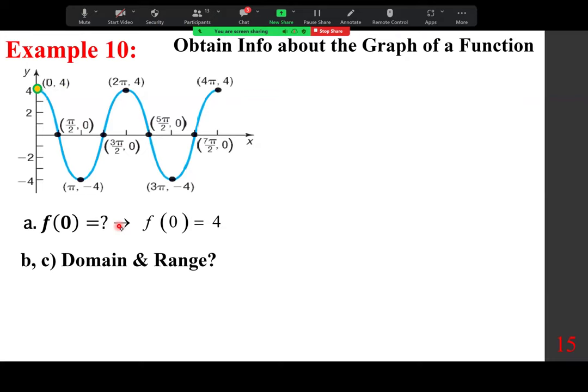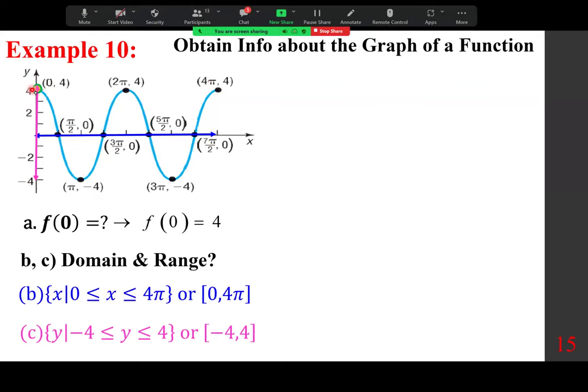Domain and range. Domain, if you lay this along the x-axis, it goes anywhere from 0 to this point, whose x coordinate is 4 pi. What about the range? The bottom is here, the top is here. The range is from negative 4 to positive 4.